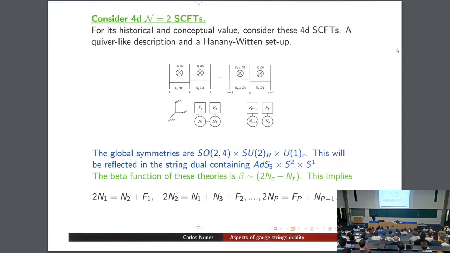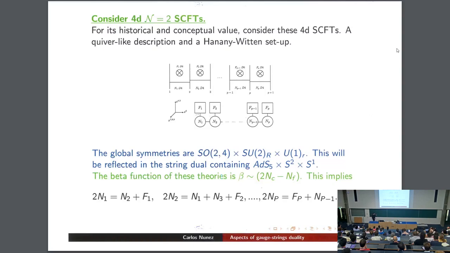For those of you who are familiar with them, might illuminate something, but I will not use it. For these particular theories, the beta function is one loop exact, and is given by twice the number of colors minus the number of flavors, which means in this context that for this theory to be conformal, one needs to ensure, for example, that twice n1 is f1 plus n2, 2n2 is n1 plus n3 plus f2, and all these equalities that are listed there.